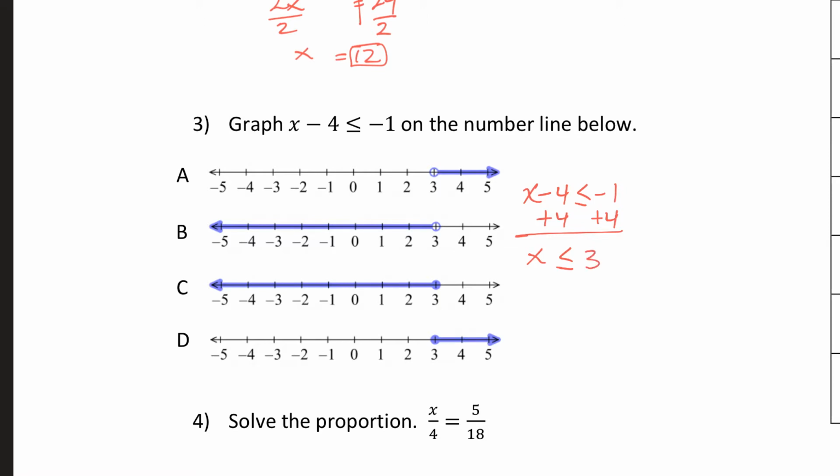Okay, so remember, that is going to be a closed dot. This would be an open dot. So it's a closed dot. That means it's C or D. It's one of these two. And it's less than 3. So think about a number that would fit in here, like 2 is less than 3, or 1 is less than 3. And those numbers are in this direction. So our answer is C.